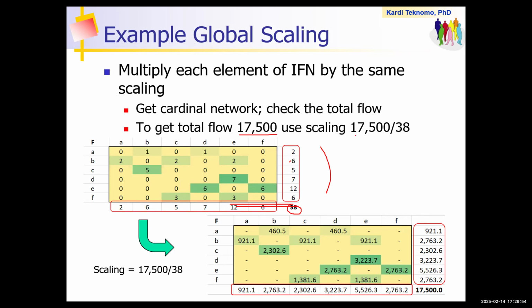So 17,700 now divided by 38. And then you multiply its value in here to get the link flow. Can you see that? Okay, easy, right? The flow itself you get from the network.